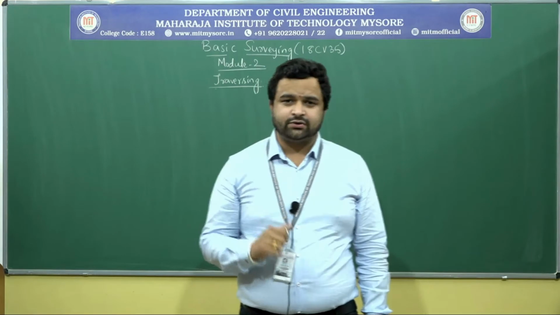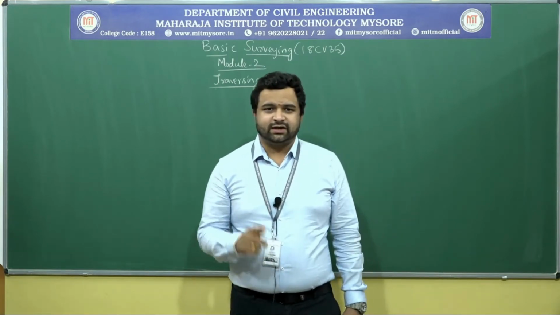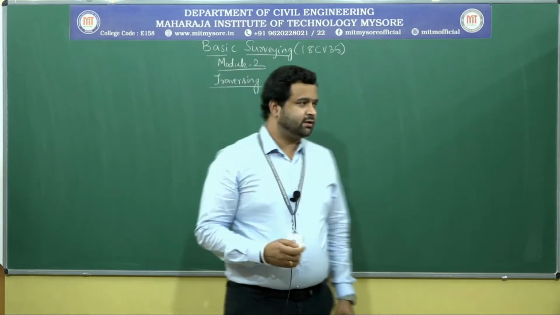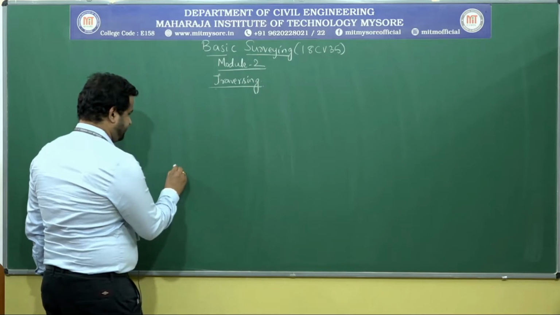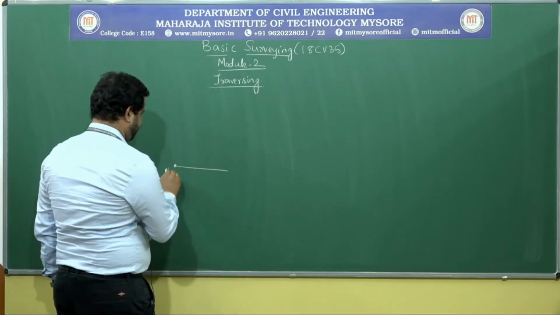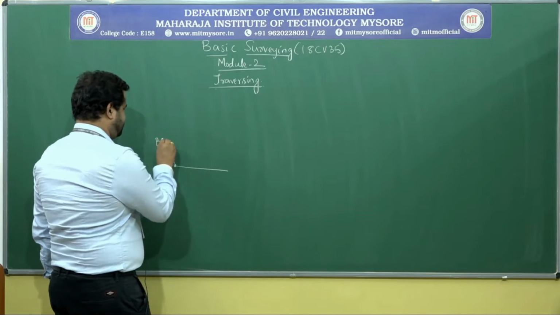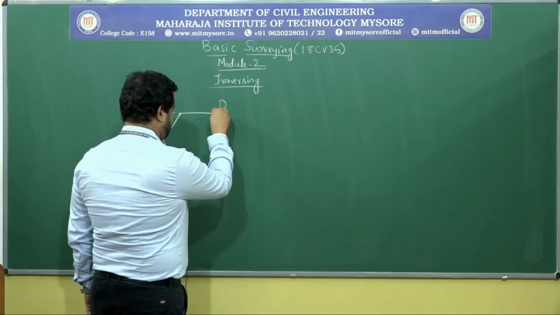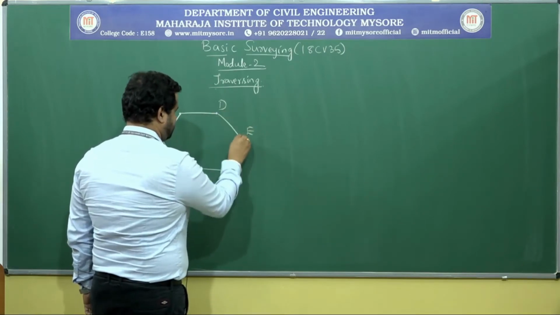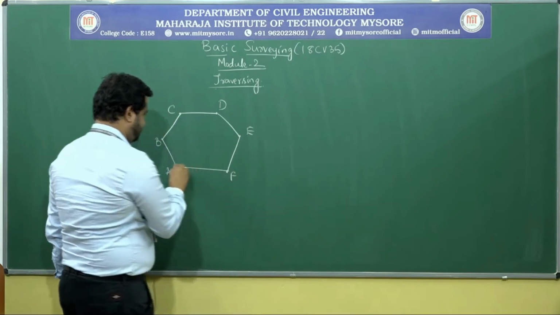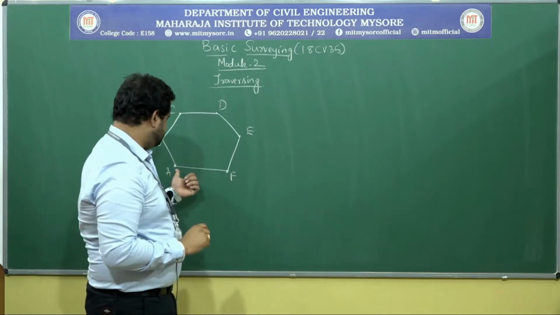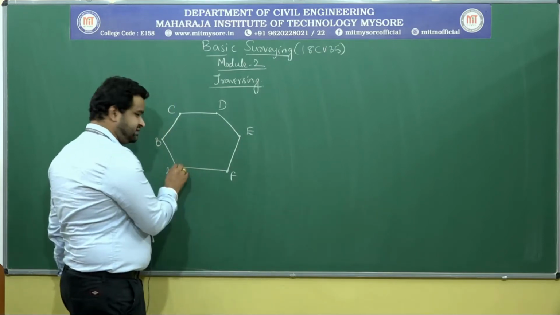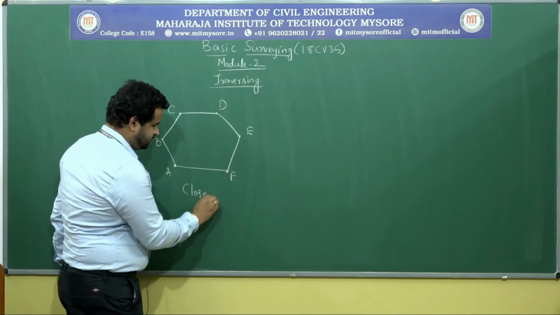When the lines form a circuit which ends at the starting point, then it is called a closed traverse. I had explained it earlier. If this is A, this is B, C, D, and E, say this is F, and come back to A. So, when a number of survey lines form a closed circuit, that is, the end point meets at the start point, then it is called a closed traverse.